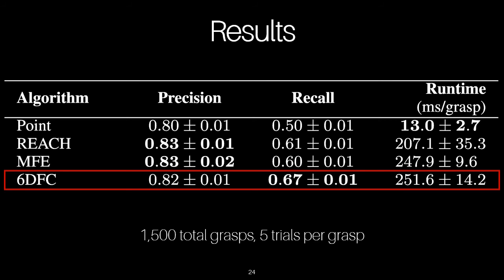We see that 6DFC outperforms baselines in recall, which indicates it can successfully reduce the number of false negative predictions, while maintaining a similar precision to other methods. The runtime is comparable to that of the reach method, which considers only a fraction of the size of the contact area.